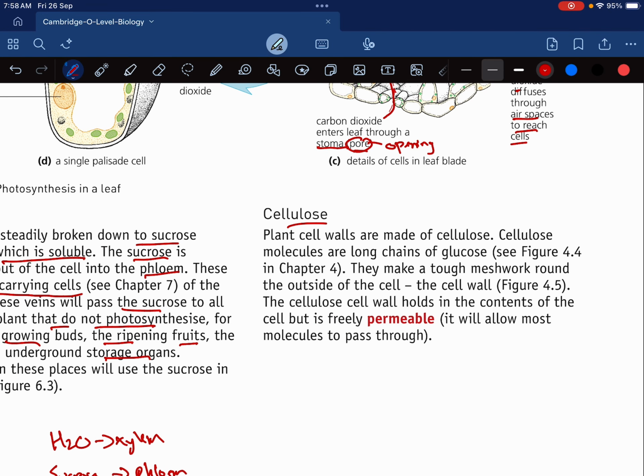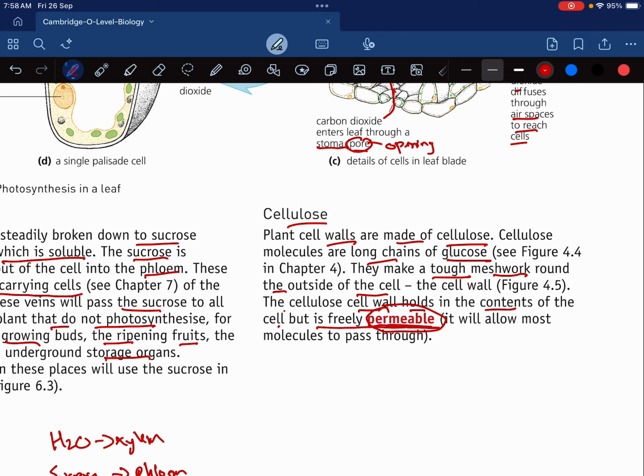Cellulose, इतनी बार हमने cellulose के बारे में बात की है. Plant cell walls are made up of cellulose. अब तो आपको पता चल गया होगा. Cellulose molecules are long chains of glucose. They make a tough meshwork around the outside of the cell. The cellulose cell wall holds in the contents of the cell, but is freely permeable. This will allow most molecules to pass through.